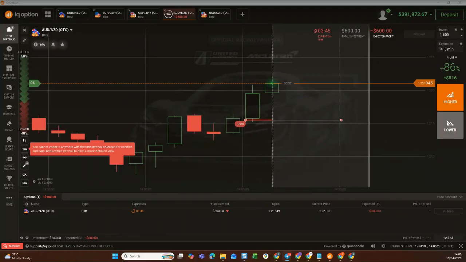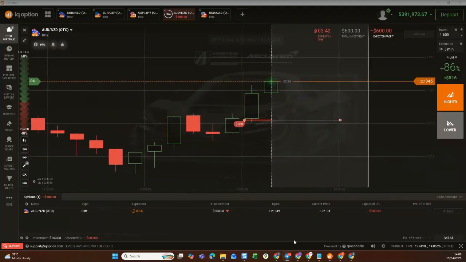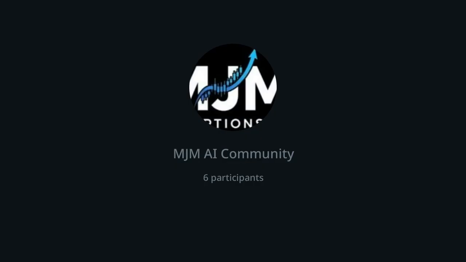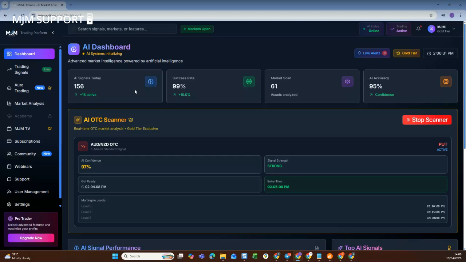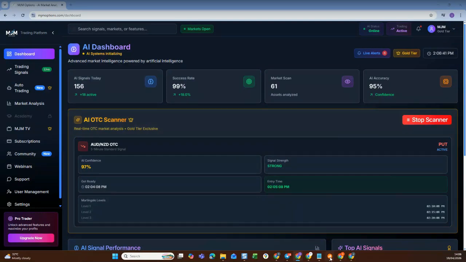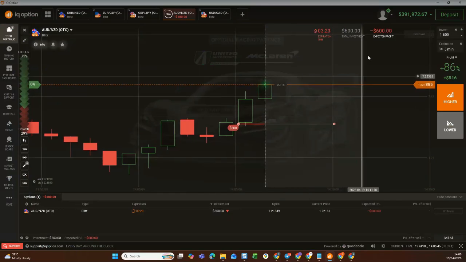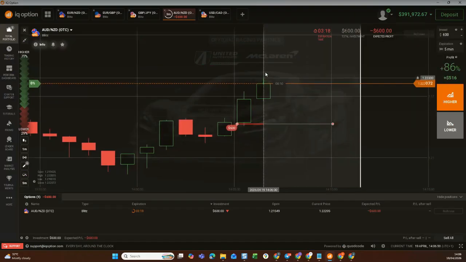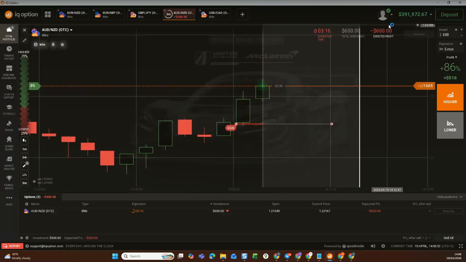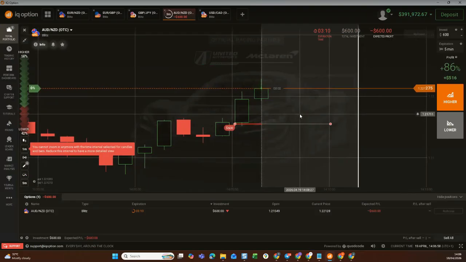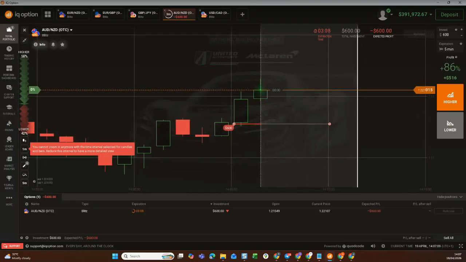For those of us who are new here, the steps to get access to the AI are very, very simple. The first is to register on mjmoptions.com. When you register, you then send me the email you registered with. The second step is to register on IK Options using our link. Then you go to your profile, copy your user ID, and send that to me also. The last step is to fund your IK Options account, and that would guarantee you permanent access to the AI. That's basically how you get access to it.